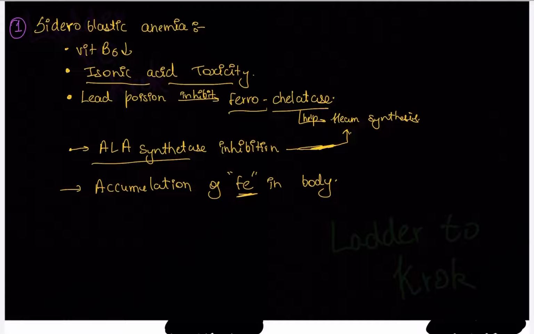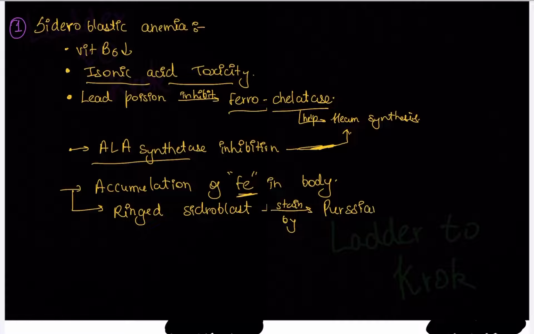Because of this accumulation of iron, one condition arises: ringed sideroblasts. It forms ringed sideroblasts. And this we can stain with Prussian blue.